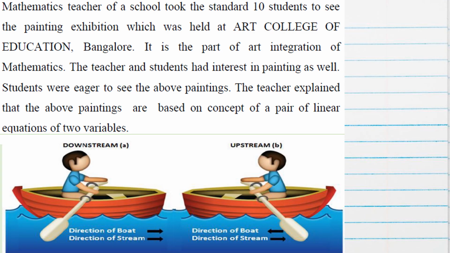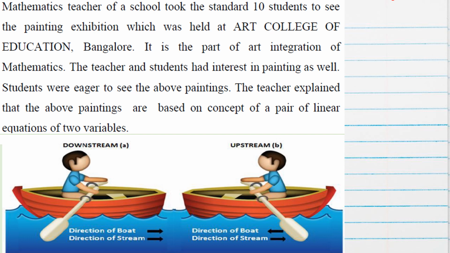This question is based on linear equations in two variables. The question is: a mathematics teacher of a school took the standard 10 students to see the painting exhibition which was held at the Art College of Education, Bangalore. It is a part of the art integration of mathematics. The teacher and students had an interest in painting as well. Students were eager to see the above paintings.